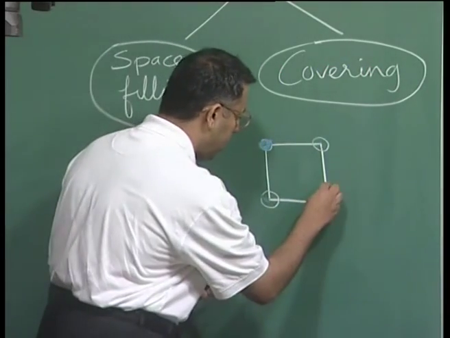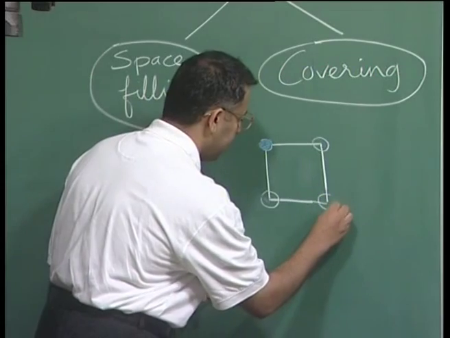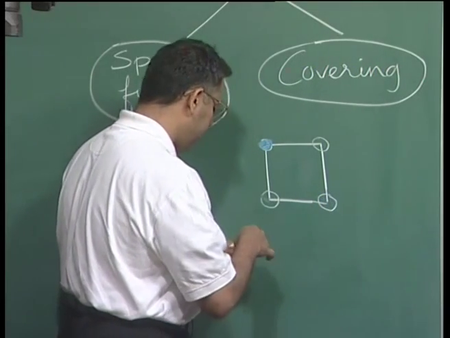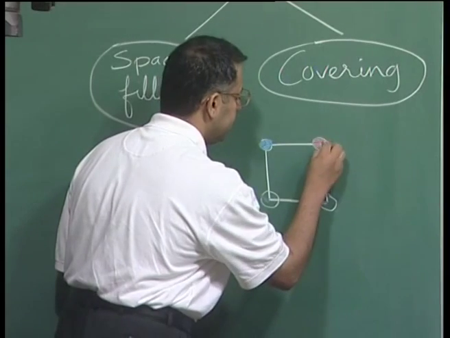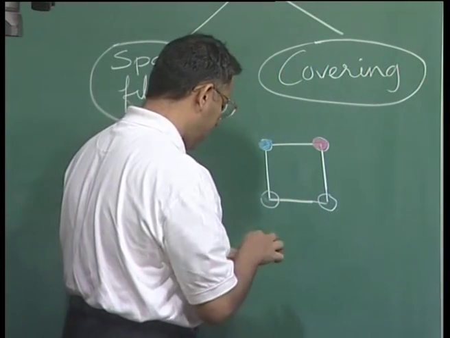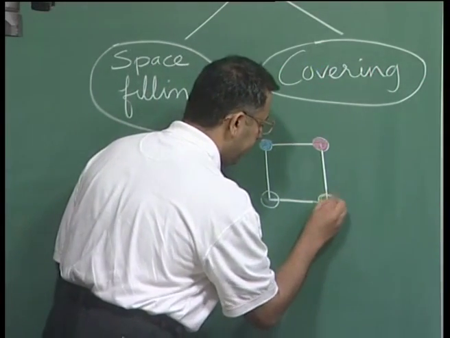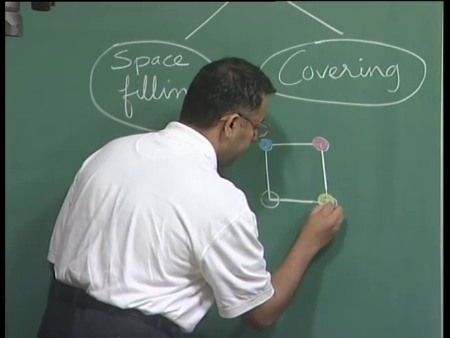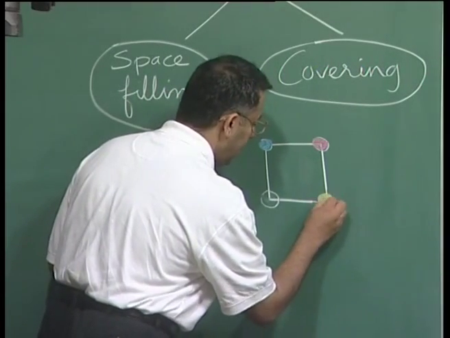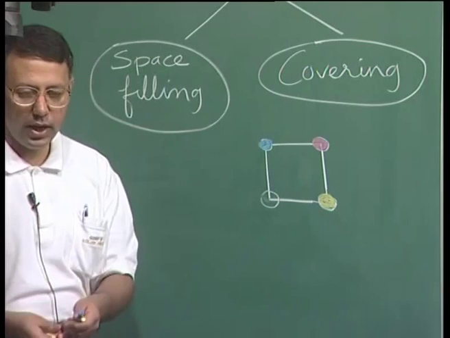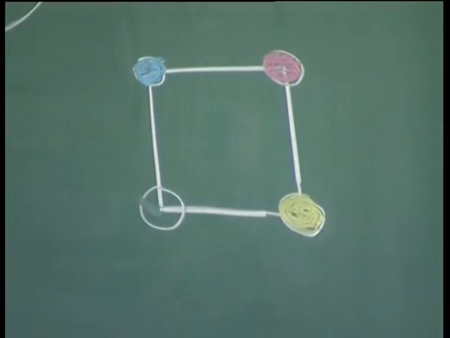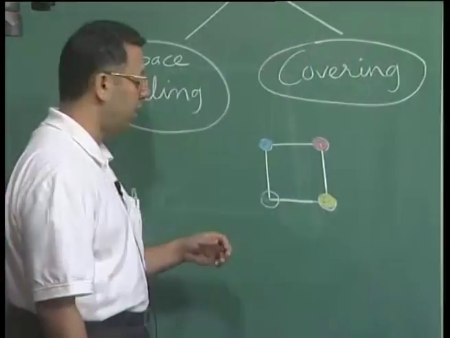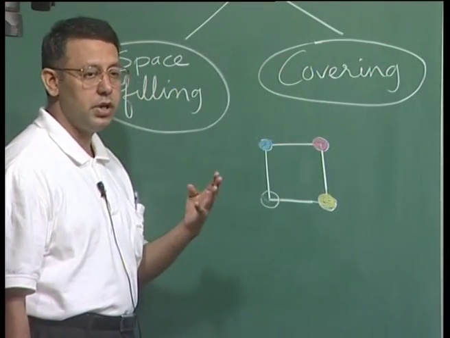So let me put more colors. So I can put a blue in the first one, I can put a red in the second one, I can put a yellow in the third one, and I will leave the fourth one as an empty circle. So what kind of a symmetry operator I have got here? I have got a color symmetry operator which has 4 operations which it can perform.